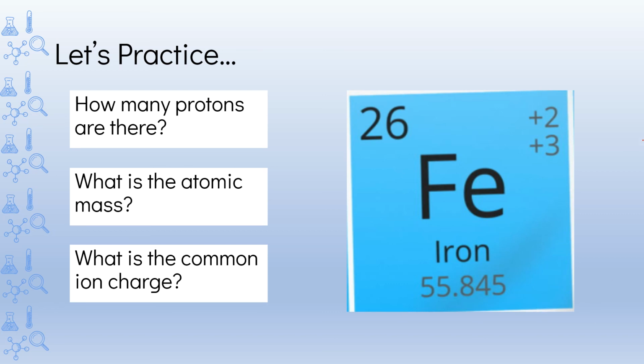Ooh, ion charge. So the ion charges, my friends, are right here. The common ion charge is the top one. Notice that it's a positive number. It's positive because iron is a metal, which means it's losing electrons. And we'll talk more about this in the next lesson, about losing and gaining electrons.